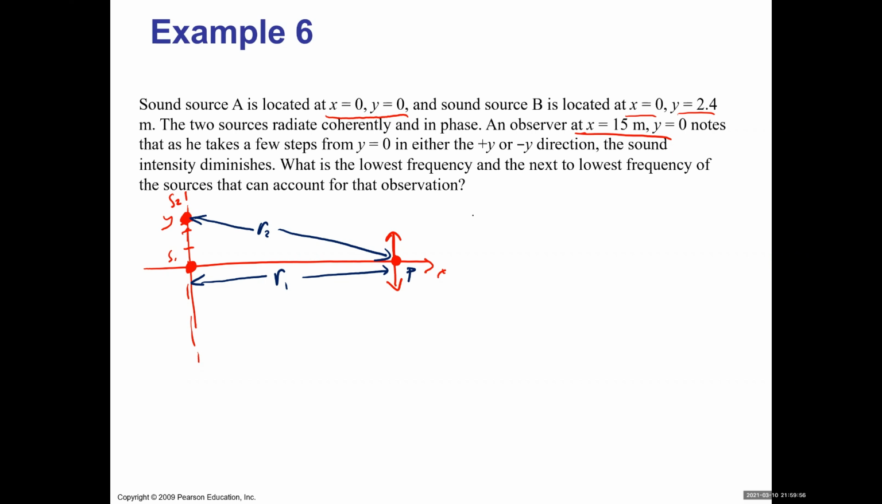Okay. So R1 is simple enough. It's 15 meters. R2 here is the square root of 15 meters squared plus 2.4 meters squared, because this is 2.4 and this is 15. We have to find R2. All right, so let's say we get 50.